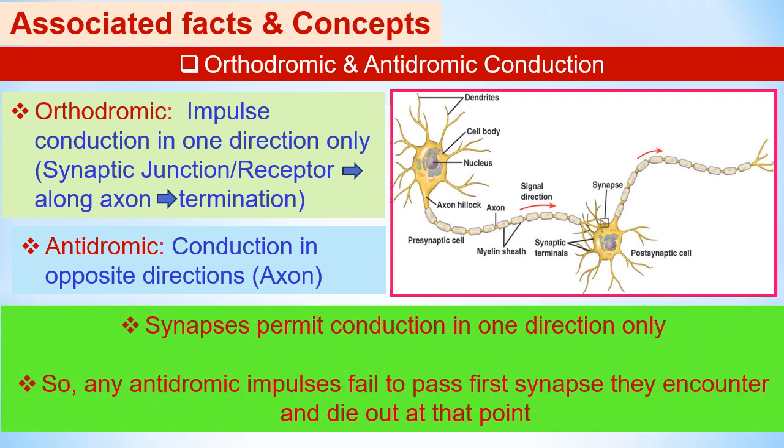Usually, synapses permit conduction only in one direction. So any antidromic impulses fail to pass the first synapse and they die out at that point. This simply means that if an action potential is generated here, it may travel from this point towards the cell body and also towards the axonic end. But when the action potential travels towards the cell body, it meets the synapse here, and at that synapse the action potential dies out. But if the action potential travels towards the axonic end, it reaches the synapse and can pass from this axonic end towards the neighboring cell through the synapse into this cell body. That simply means that propagation always occurs in only one direction, from the axon to the dendrite and not from the dendrite to the axon. And that's why orthodromic conduction always occurs in the case of neurons.